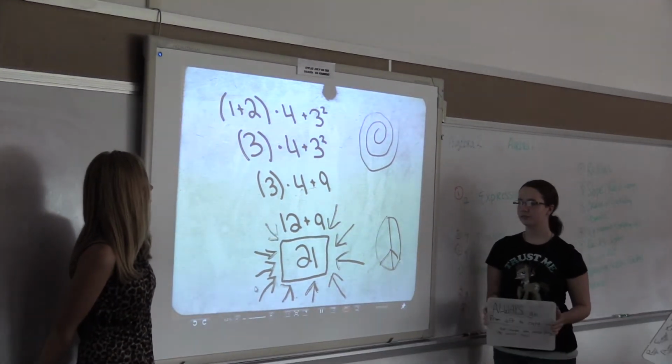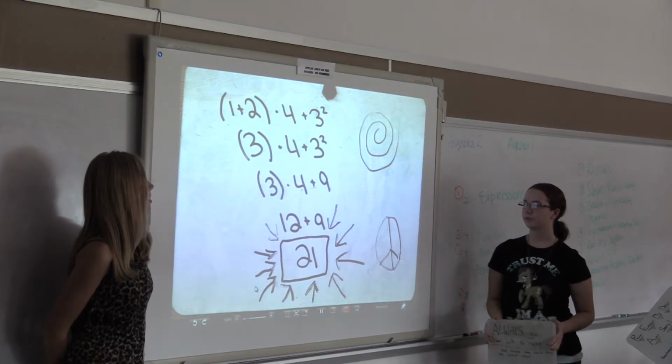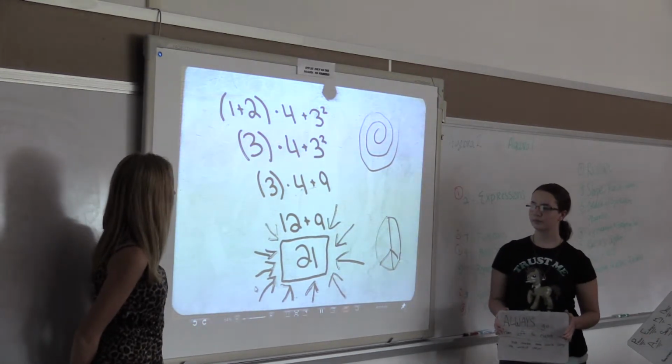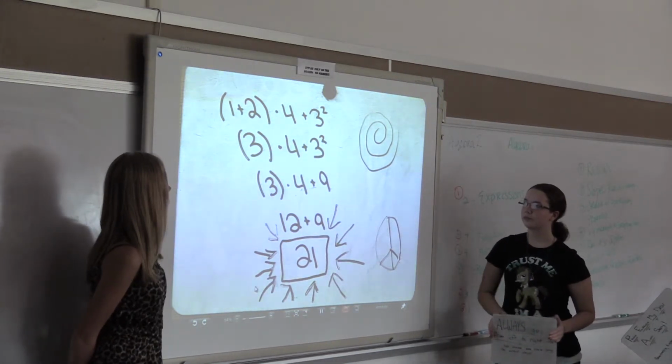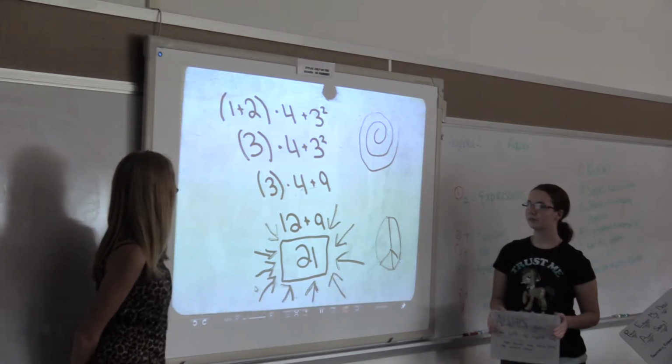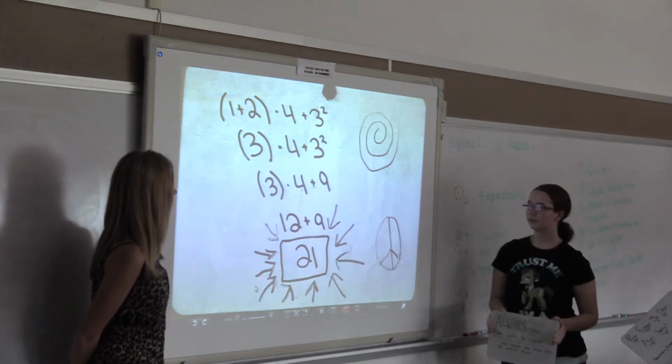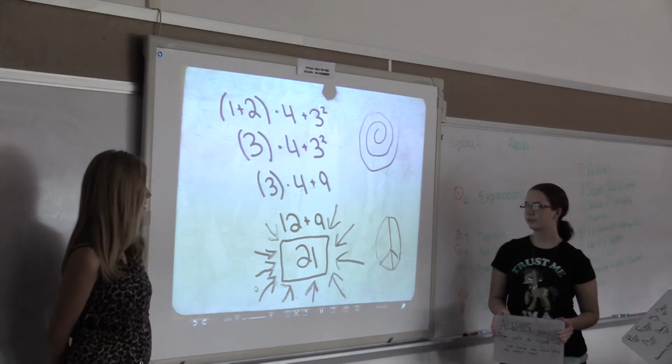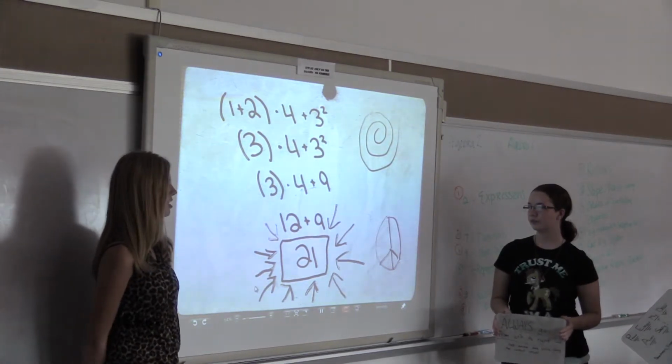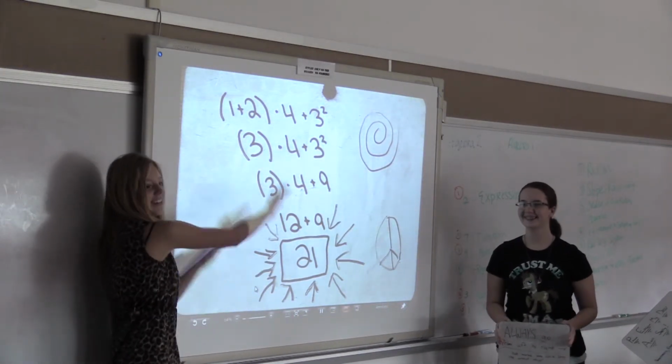An example of this would be 1 plus 2 in parentheses times 4 plus 3 squared. You'd use order of operations to make that 3 times 4 plus 3 squared, then 3 times 4 plus 9, and 12 plus 9 for a grand total of 21.